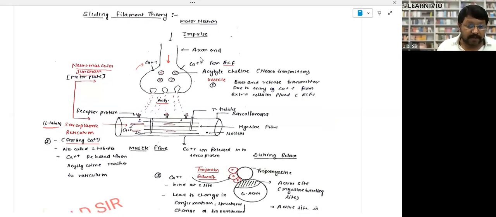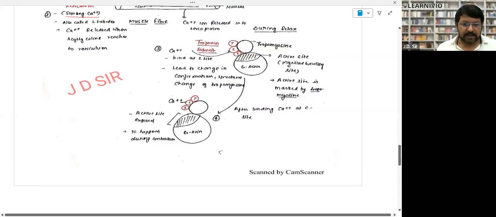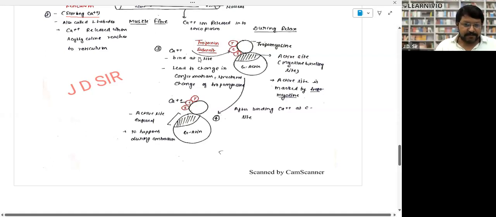When calcium ions are released, the second step is that the sarcoplasmic reticulum, which stores calcium ions, also called L-tubules, releases calcium ions when acetylcholine reaches the reticulum. Third step: due to release of calcium ions, these calcium ions will bind at the C site of the troponin subunit, which is attached with the tropomyosin. Troponin and tropomyosin have masked the active site of G-actin.